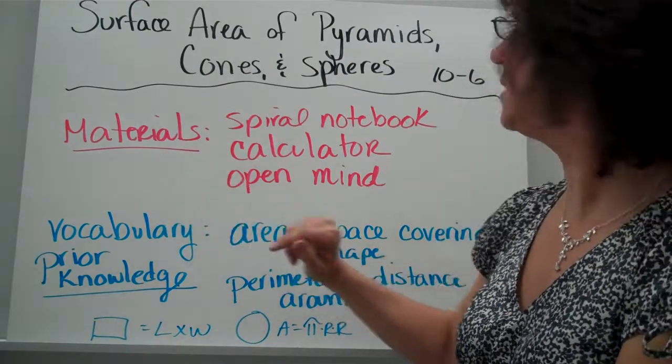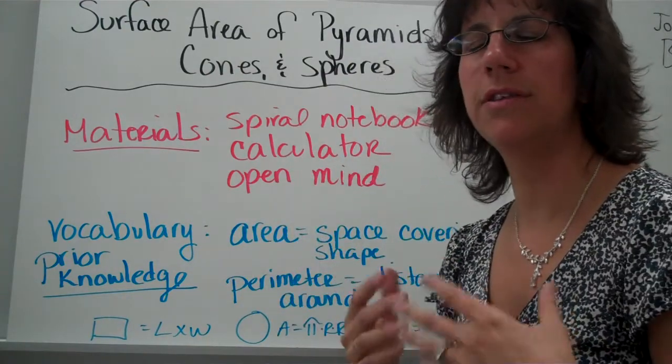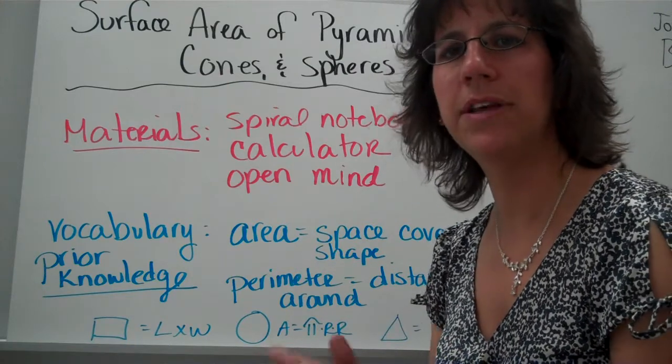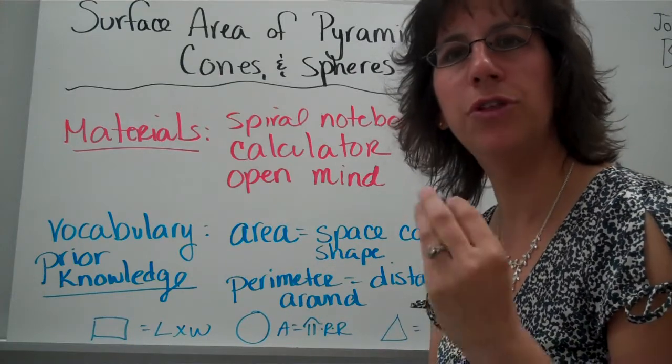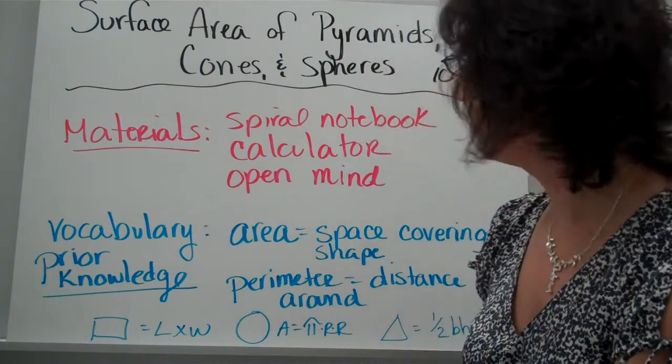All right, the materials you're going to need: your spiral notebook, calculator, and please have an open mind today. The formulas are going to look kind of complicated, but they certainly are doable if you look at it in terms of substitution and solving like we do in algebra.